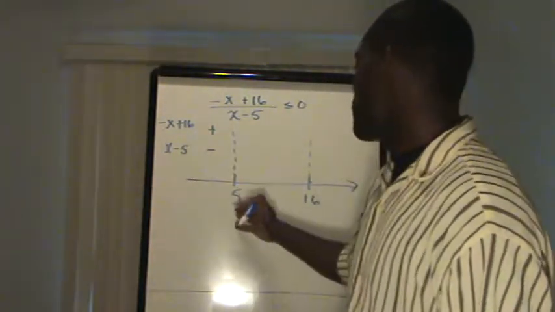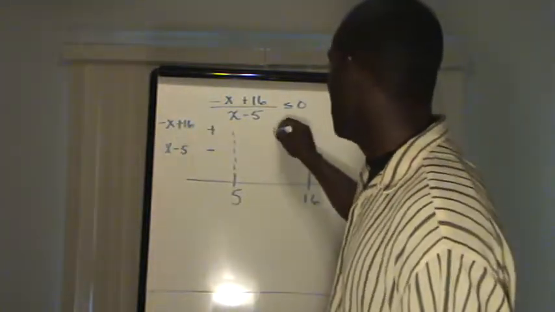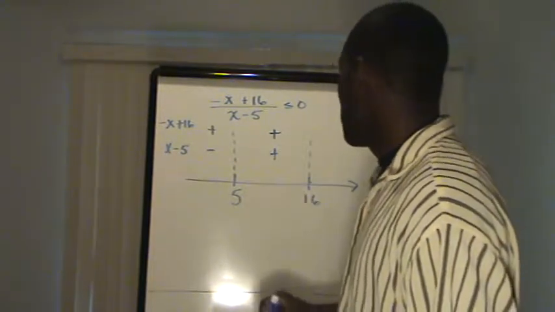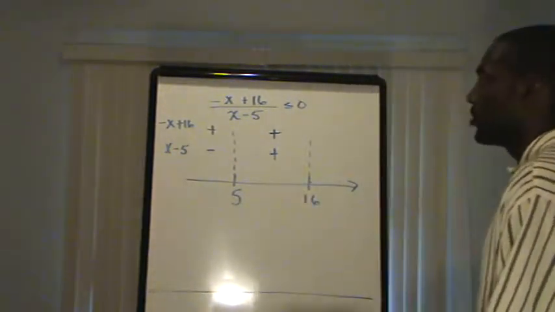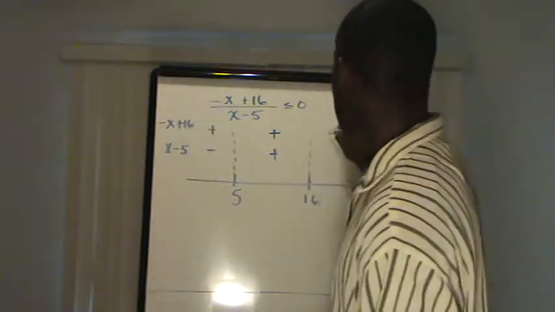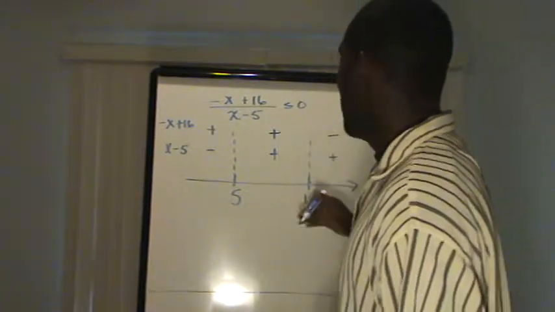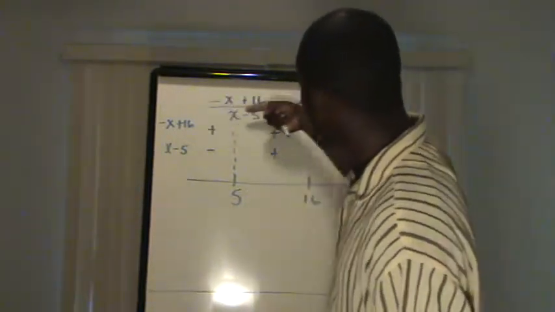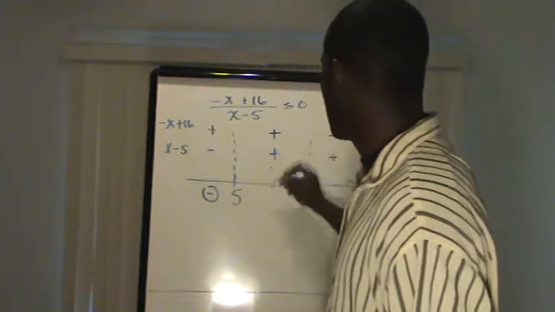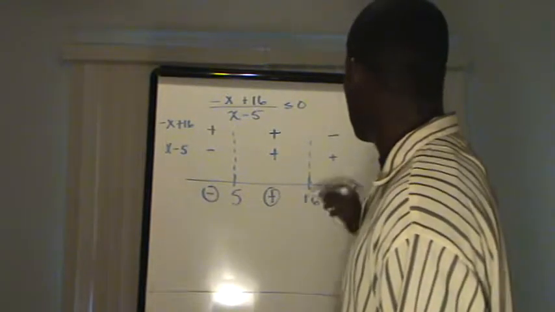If I try a point between 5 and 16 like 10, negative 10 plus 16 is a positive number, and 10 minus 5 is positive. Anything to the right of 16 like 20, we would say negative 20 plus 16 gives me a negative answer, and 20 minus 5 is positive. And again, I'm dividing, so positive divided by a negative is a negative. A positive divided by a positive is a positive. And a negative divided by a positive is a negative.